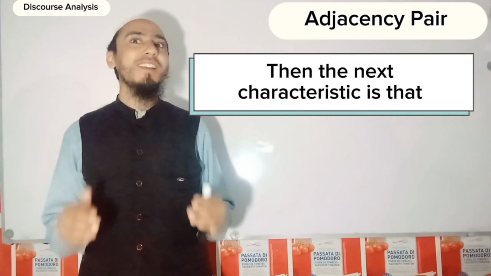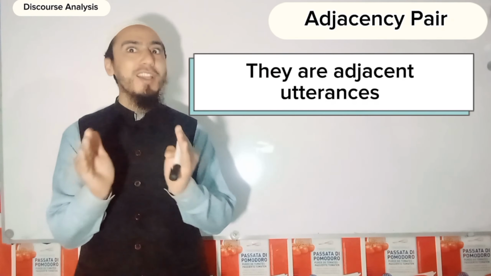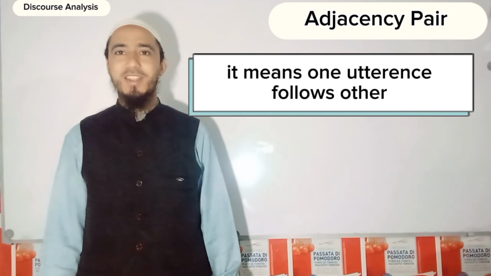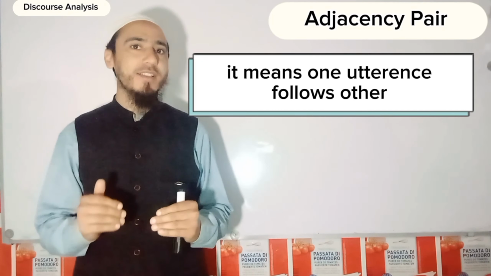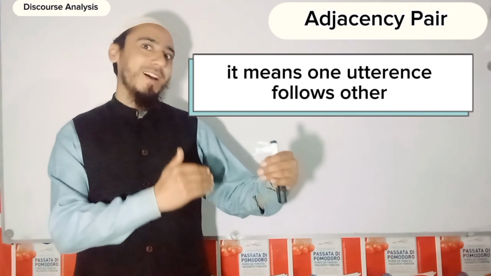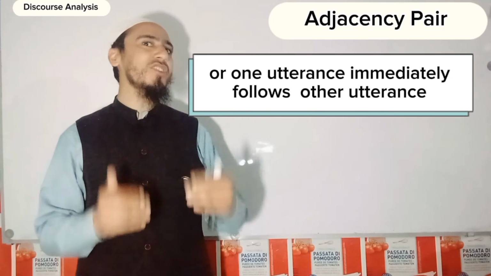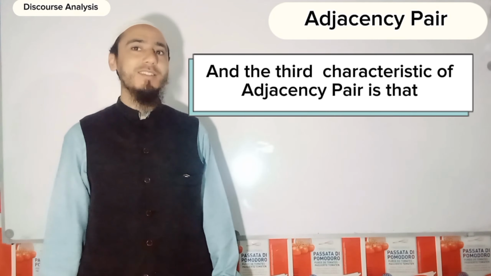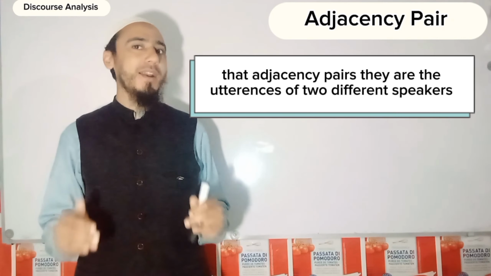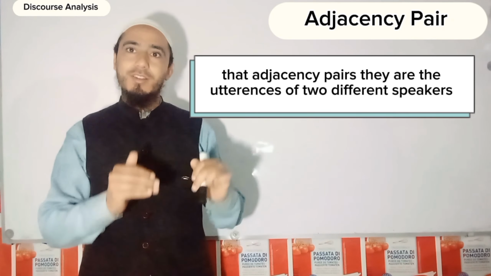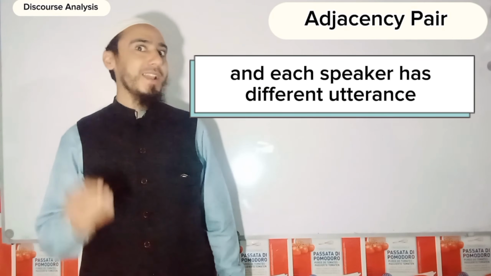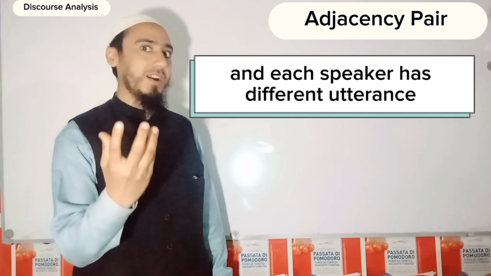Then the next characteristic is that they are adjacent utterances. What does it mean? It means one utterance immediately follows the other utterance. And the third characteristic of adjacency pair is that they are the utterances of two different speakers, and each speaker has a different utterance.